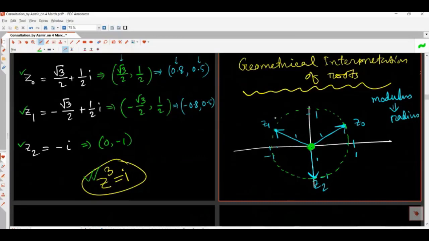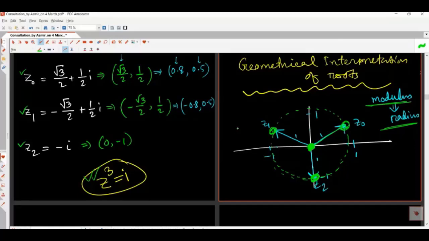That means any roots lie on the circumference of a circle. This is the circumference of the circle. So this is z0, z1 and z2. All these three solutions lie on this circle, which is with center (0, 0) and radius 1. So this time, since this modulus and this modulus are the same, we can think about a circle. So the modulus is acting like the radius. So I hope you have understood this problem.